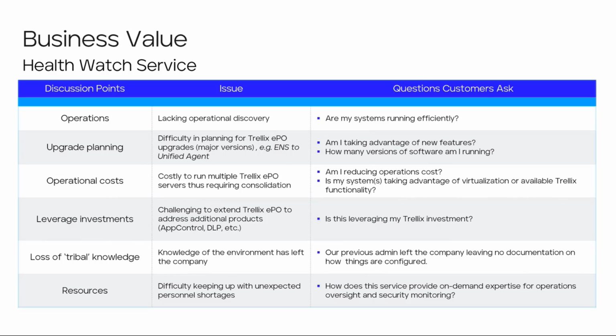If you are planning to do an upgrade of your EPO server, or let's say upgrade ENS from one version to the next, or what's coming up in the future of ENS to Unified Agent, you want to make sure you have all your I's dotted and your T's crossed to be able to do that upgrade. Health Watch is a great service to identify what product versions you have in your environment, and walk you through what that upgrade plan looks like to get you on the stable version to make your upgrade successful.